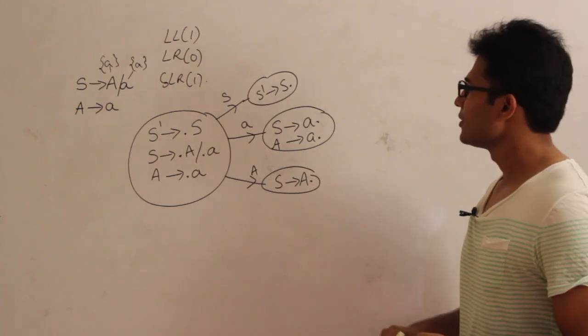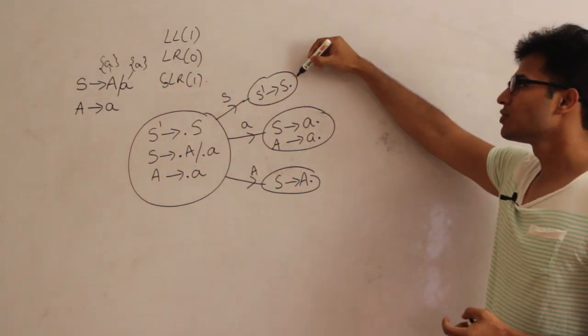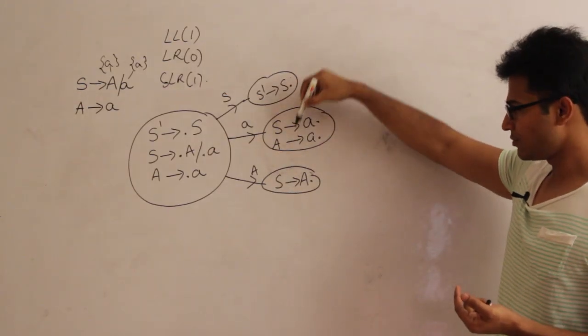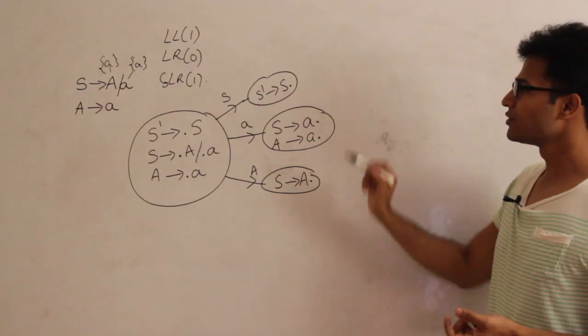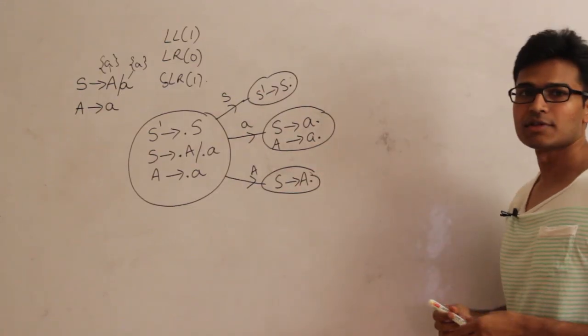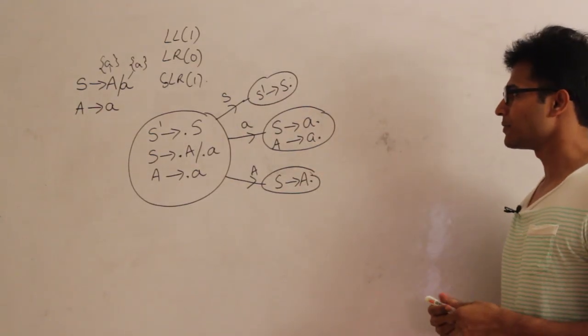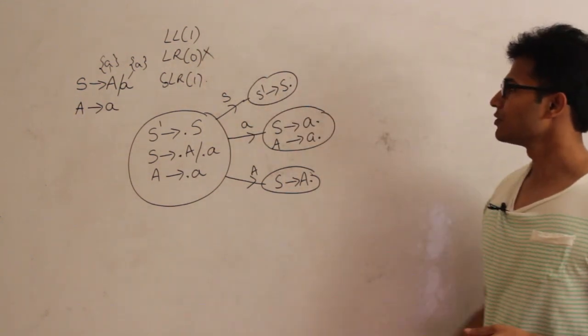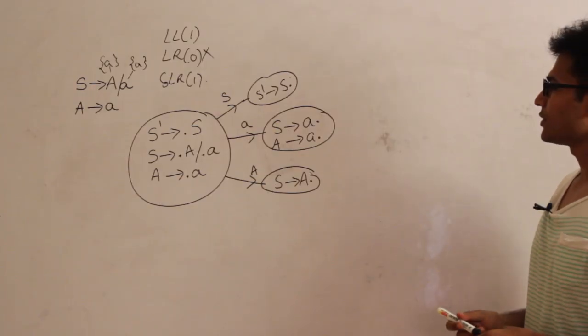Now this first one is not a reduce move, it is a final item which is augmented, and this is a reduce move. But in this state we have got two reduce moves. Whenever we get two reduce moves, two final items in the same state, definitely the grammar is not LR0.